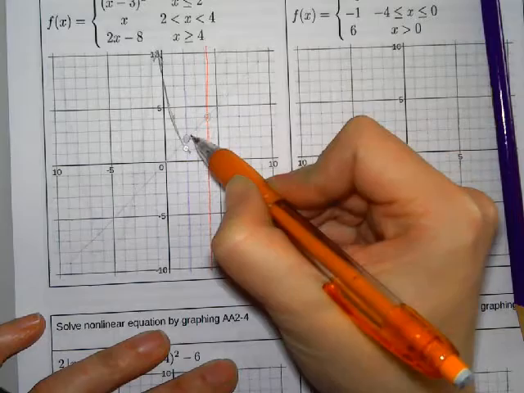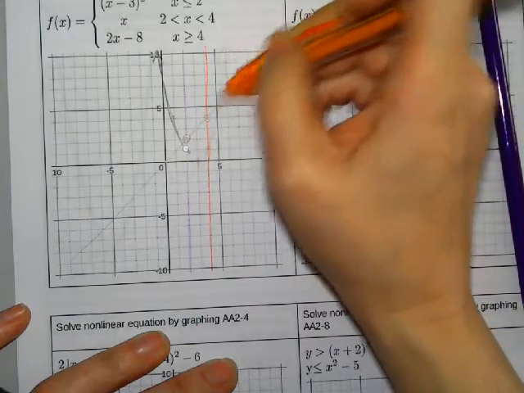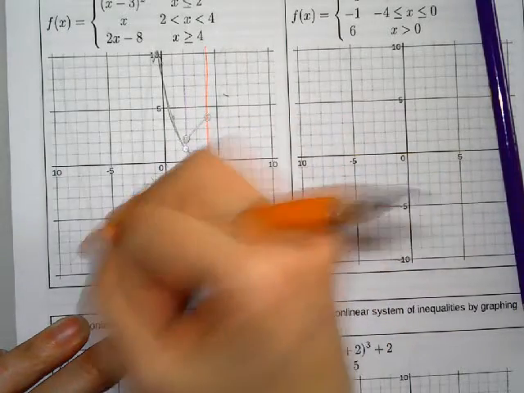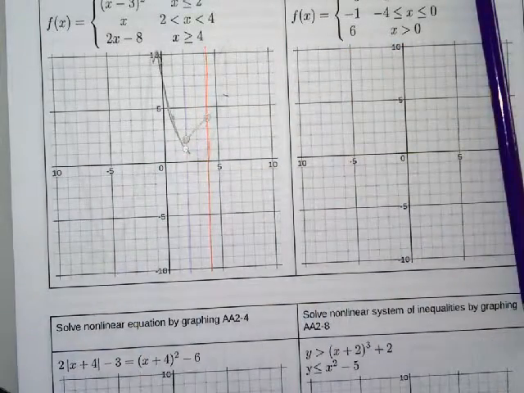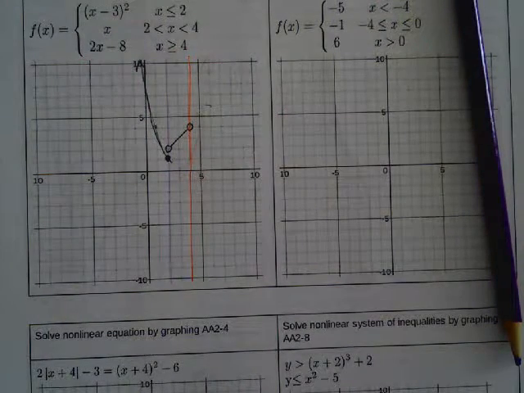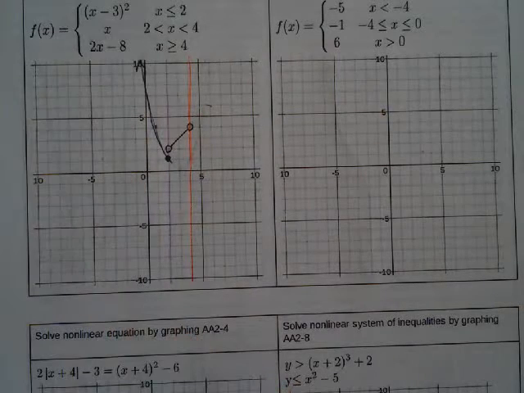And then the very last one, 2x minus 8, is going to be another line. I'm going to start at negative 8, go up 2 and over 1, and then what part of this graph am I going to keep? Left, middle, or right? Right. So I'm actually only going to do the right part. And then that's going to be, again, because we're back to greater than or equal to 4, that part's going to be darkened.